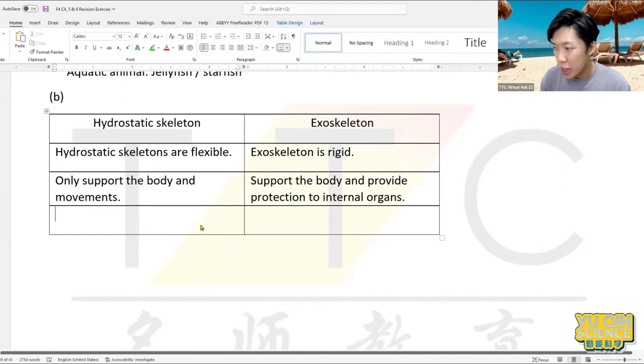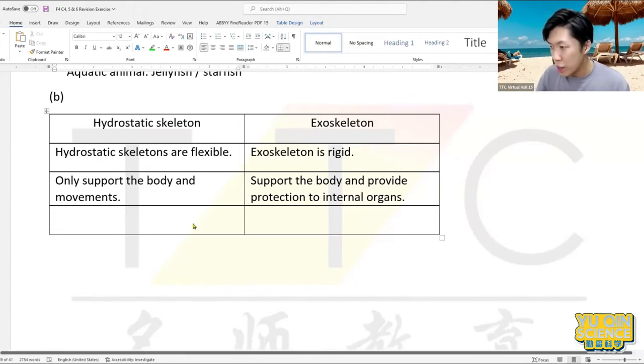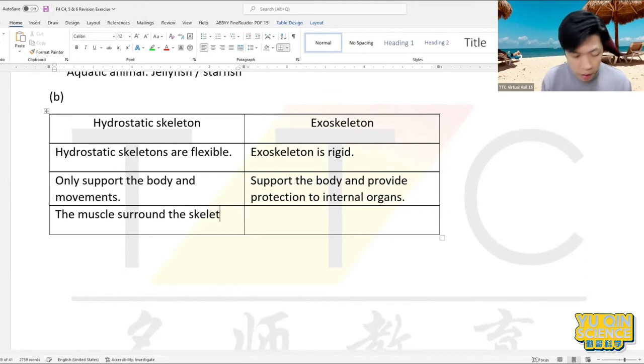Okay, the third one. Worms basically have the muscle on the outside and the skeleton on the inside, right? But for exoskeleton, the hard shell, the skeleton is on the outside and the muscles on the inside. So it's the other way around. Okay, so how do we say that? We will write the muscle surrounded by skeleton, right? For the other, it's the other way around. It should be the muscle surrounds the skeleton, or the skeleton surrounded by the muscle. Okay, the muscle surrounds the skeleton.